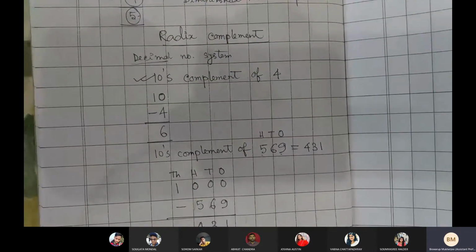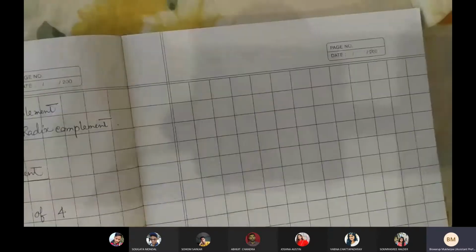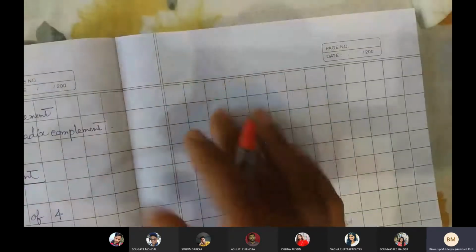Am I clear on this one? If it is clear, then we will be moving towards the radix complement for the binary number system. Okay, so if it is clear, then let me come to the binary number system.